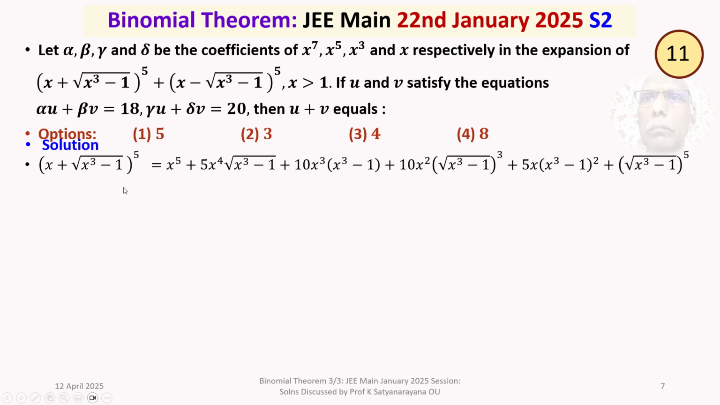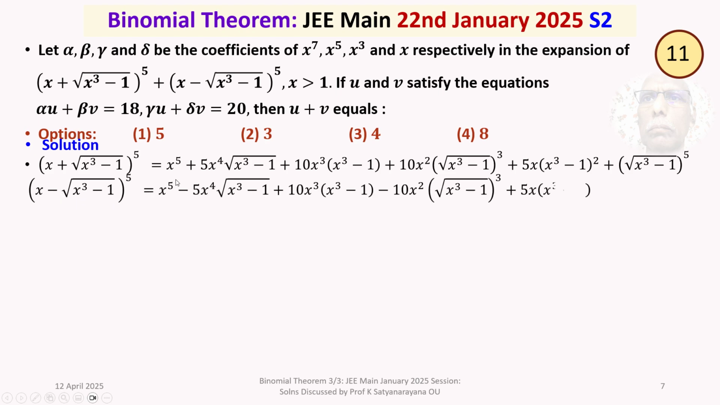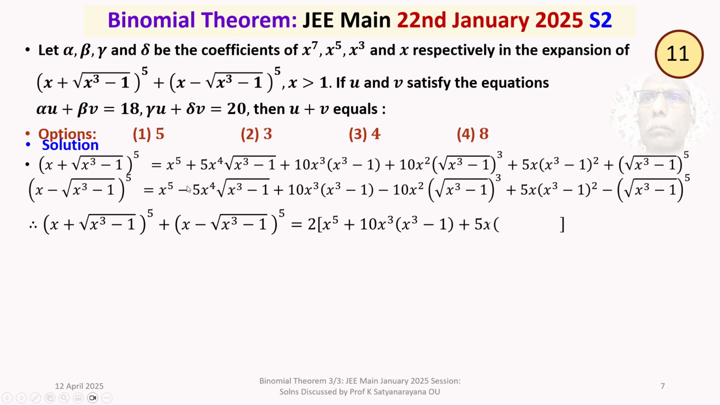In a similar fashion, expand by means of binomial (x − √(x³ − 1))⁵. This is the same expansion as above, except alternately positive and negative terms will come because there is a minus here. So we got this one. Add. If you add, what you see is the √(x³ − 1) terms, the (√(x³ − 1))³ terms, and the (√(x³ − 1))⁵ terms cancel off.